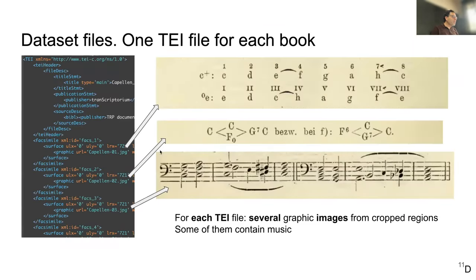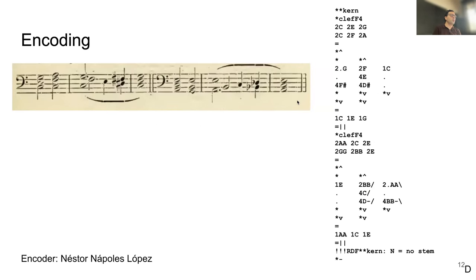Okay, so having that, from the TEI, as we have seen before, we have the different regions segmented in the TEI file. And from each of these regions, we have an image, a cropped region in an image file. So for each book, we have a set of image files that contain these kinds of things. From this kind of images that contain music, what we have done is to encode the music by hand. The music has been encoded almost completely by Néstor Nápoles.